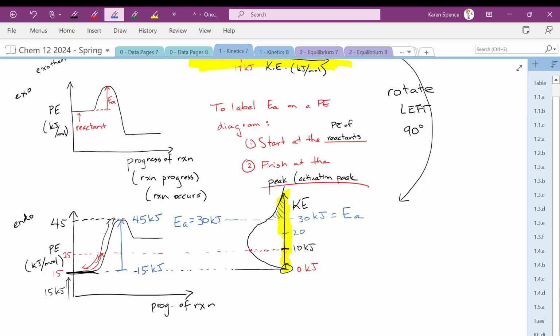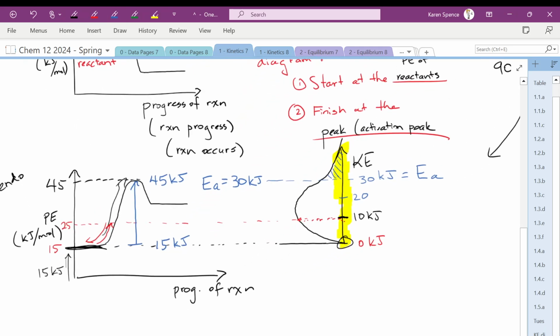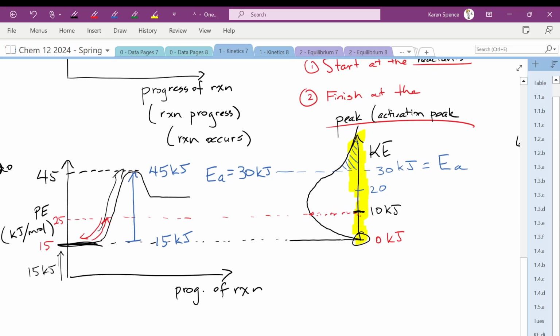Does it really matter if you can make these two diagrams go together in your head? No. Okay, I'm not going to make you do that on a test. But yes. Oh, that was just a hypothetical. If the molecules had 10 kilojoules, could they make it over the hill? And the answer was, if they had 10 kilojoules, they would just roll up and then they would roll back down, okay?